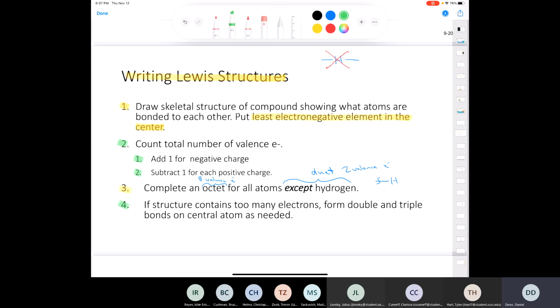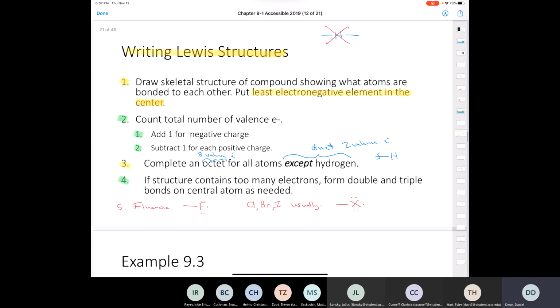Another rule that I can tell you that's not on here is that whenever you have a fluorine, fluorine always forms 1 bond and has 3 lone pairs. The other halogens, chlorine, bromine, and iodine, usually, not always, but usually have 1 bond and 3 lone pairs. Not always. Fluorine, it's all the time. The other halogens, usually. Are there exceptions? Yes. With that in mind, let's try a problem.